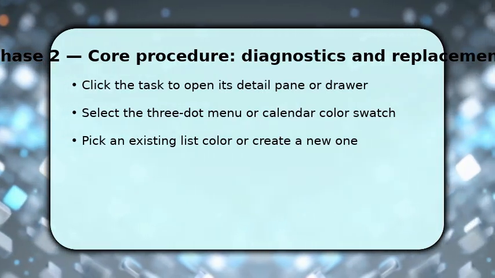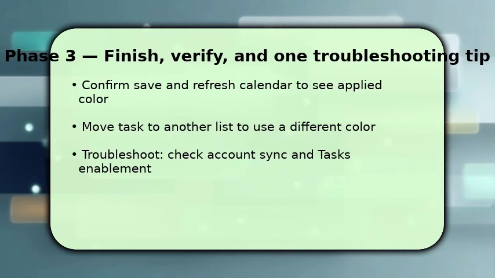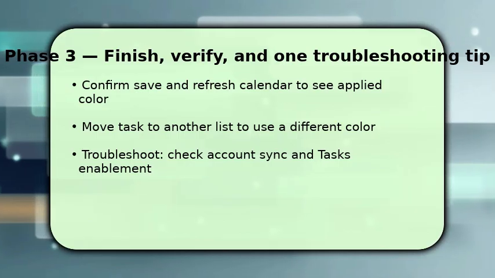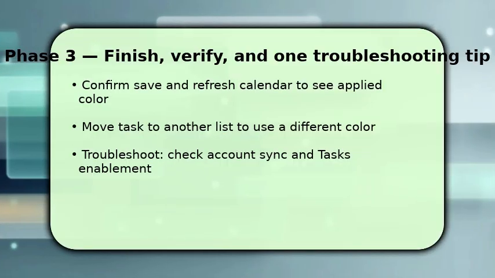After selecting a color, save or close the task to apply changes, then refresh your calendar to ensure the color renders across devices. If the color didn't change, move the task to another list with the desired color. This is the reliable workaround because colors are list level.